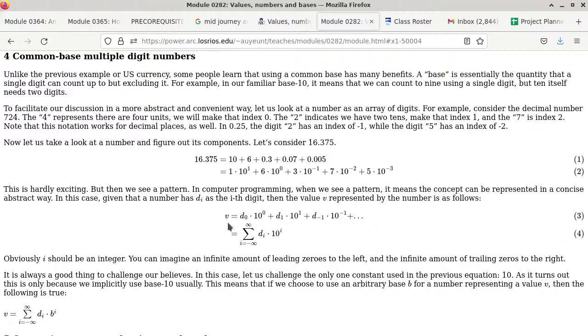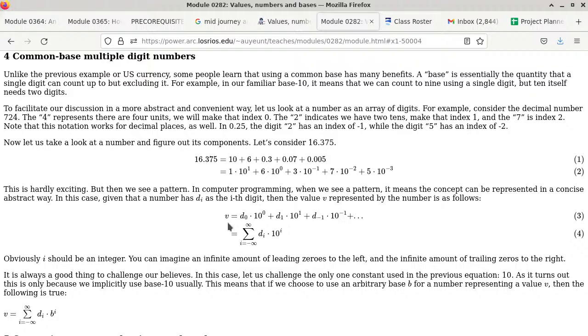But in this case, the base is assumed to be 10. But what else is given to you? Just the sentence alone tells you, in this case, given that a number has d sub i as the ith digit. So you are given a number in base 10 and all the digits that you need. Okay? And what we're trying to figure out, then the value b represented by the number is b equals to this whole thing here.